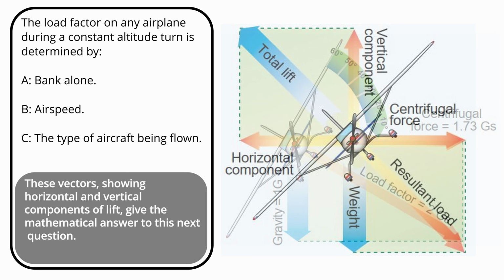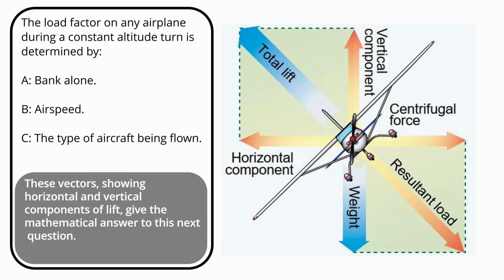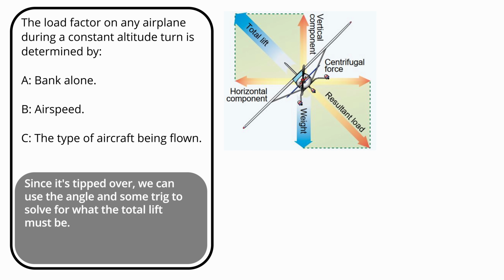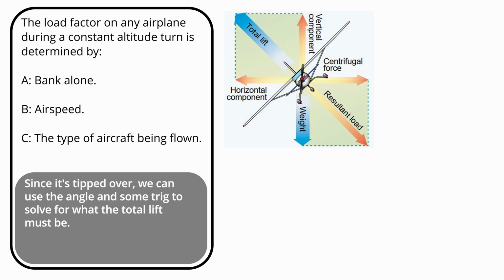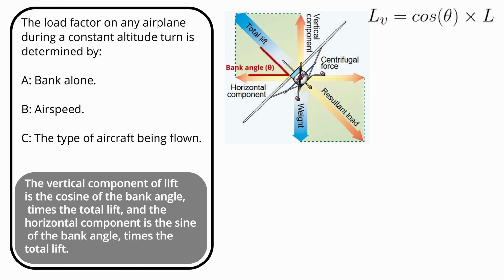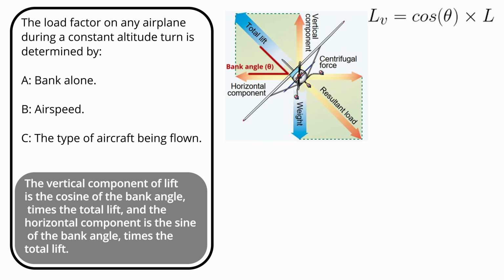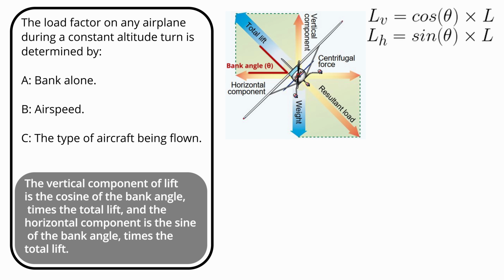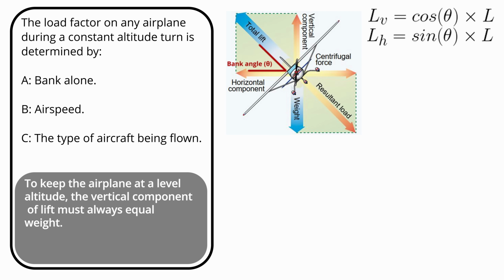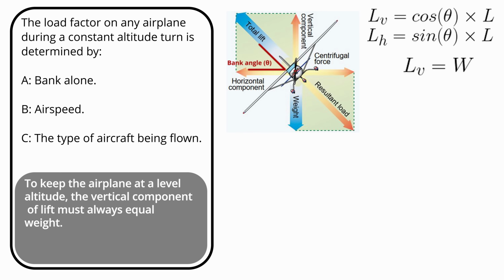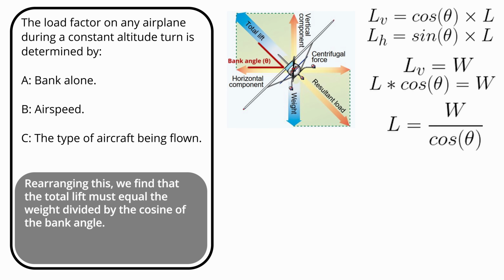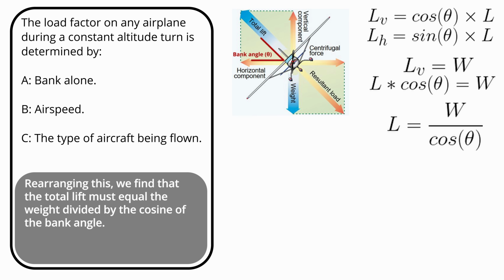These vectors, showing horizontal and vertical components of lift, give the mathematical answer to this next question. Since it's tipped over, we can use the angle and some trig to solve for what the total lift must be. The vertical component of lift is the cosine of the bank angle times the total lift, and the horizontal component is the sine of the bank angle times the total lift. To keep the airplane at a level altitude, the vertical component of lift must always equal weight. Rearranging this, we find that the total lift must equal the weight divided by the cosine of the bank angle.